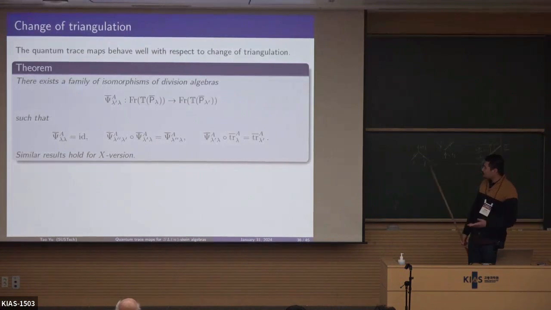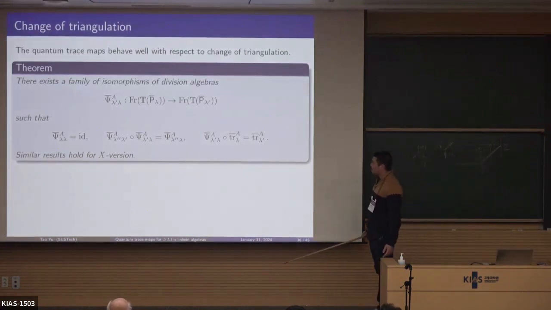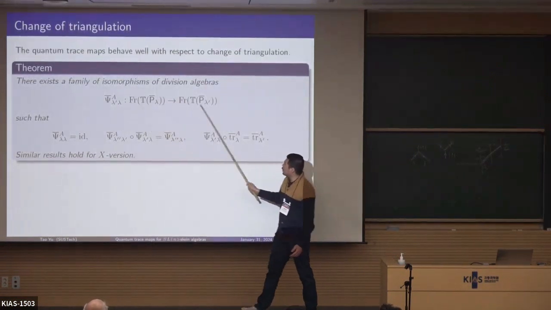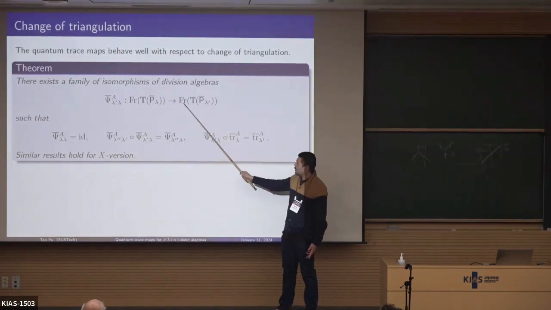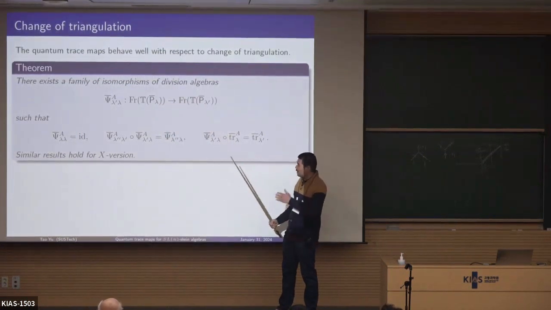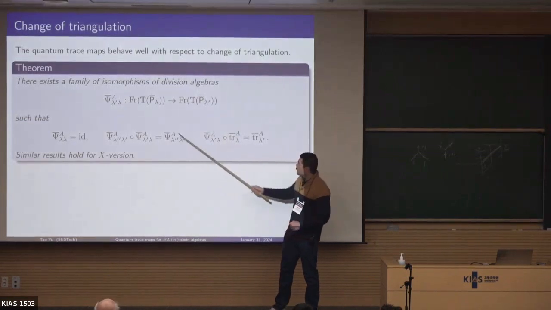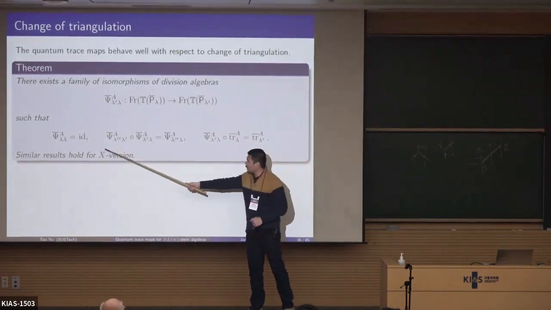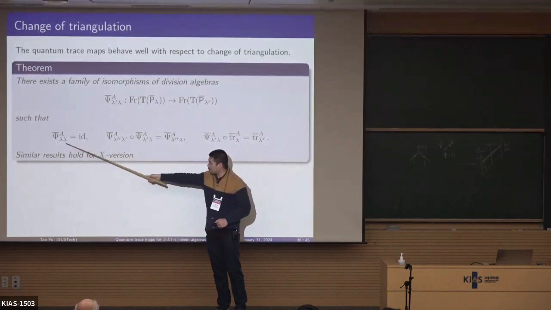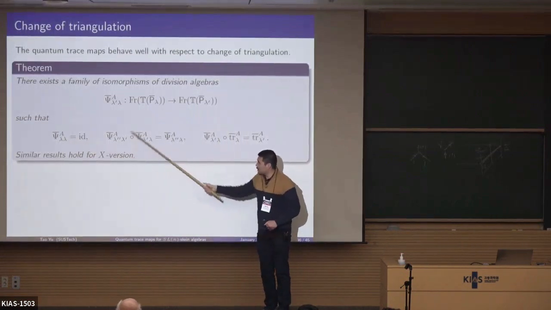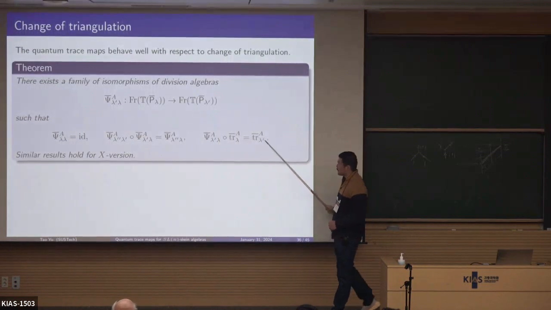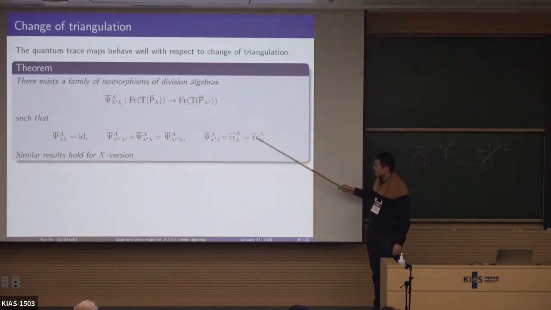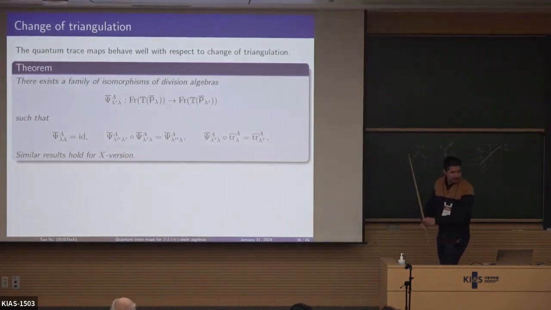And finally, we need to talk about what happens with different triangulations. And here's the statement. We have a family of isomorphisms of division algebras, the FR is the division algebra of fractions. This is my notation. So for every pair of triangulations, I have this isomorphism, and they behave exactly the way you would think: if you don't change the triangulations, it's the identity. They compose the correct way if you have 3 triangulations, and of course, they intertwine with the quantum trace map. And of course, because we have 2 versions, you can make the exact same adjustment to get the other one.